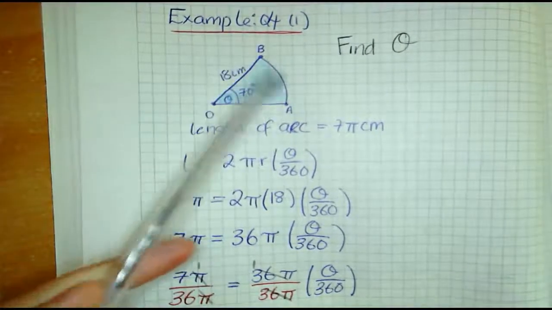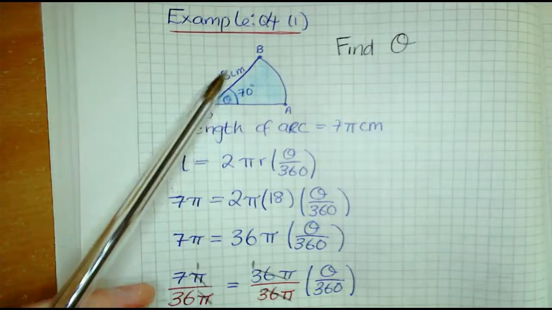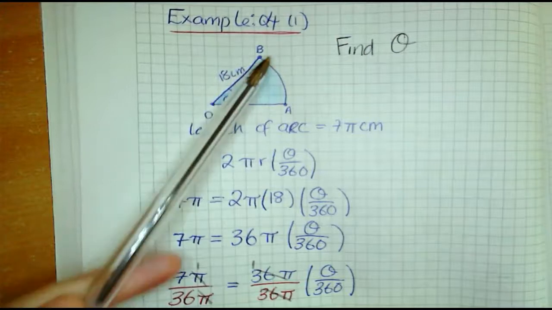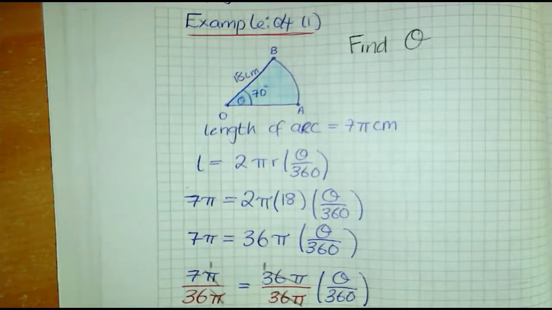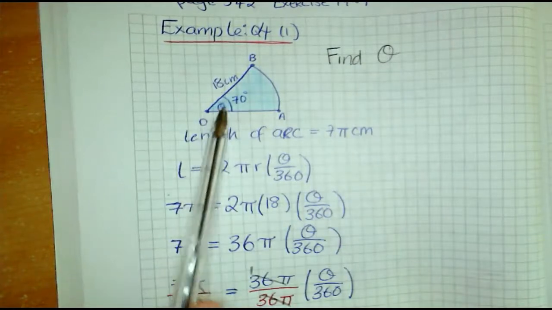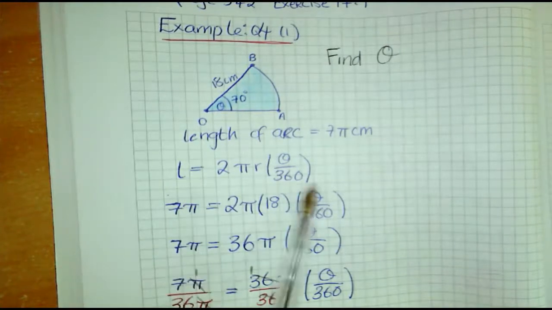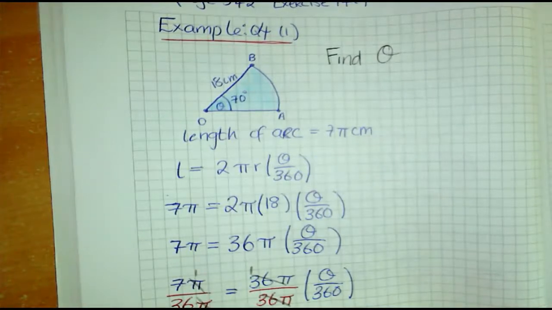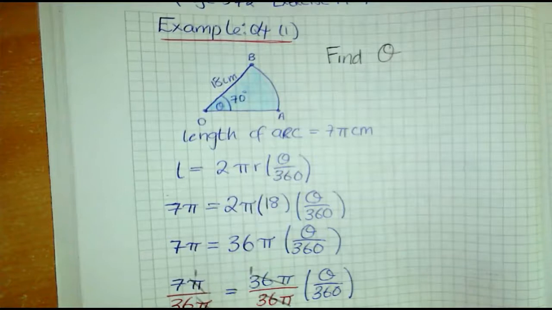So we're given our arc. We're told that the radius, so from the centre out to the edge, is 18 centimetres. And we're told that the length of the arc is 7 pi centimetres. Okay? And we're asked to find theta, so we're trying to find this angle in there. So I write out my formula. The formula is in the log tables, we don't need to remember it, we just need to know how to use it. So I write out my formula, and it's the degrees formula. So L is equal to 2 pi r by theta over 360.